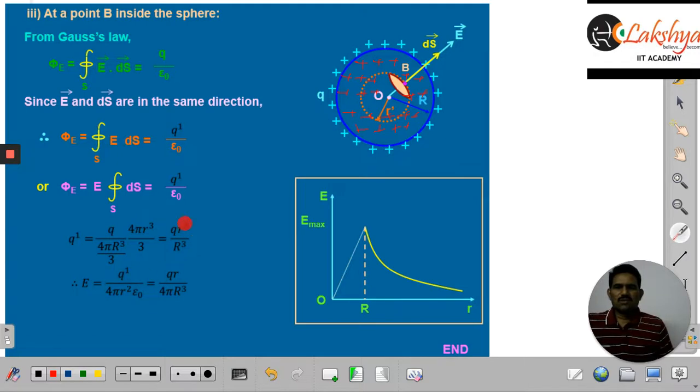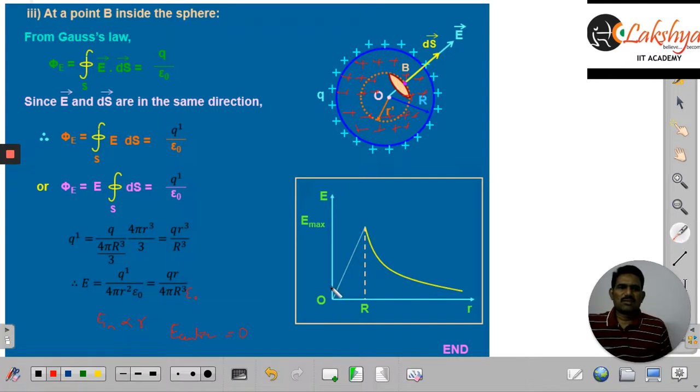Now this q dash value we need to substitute. Then you will get the electric field is equal to q into r by 4 pi epsilon naught into R cube. So the electric field at any point inside this uniformly charged sphere will be directly proportional to r. And the electric field at the center of the sphere will be 0. That means when r is equal to 0, then it will be 0.